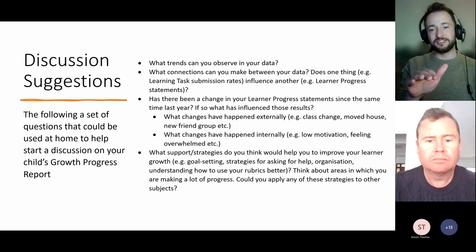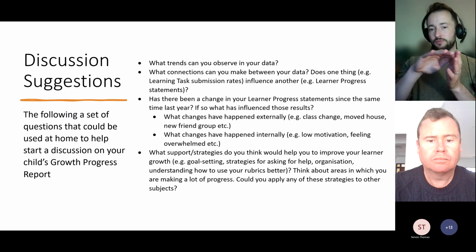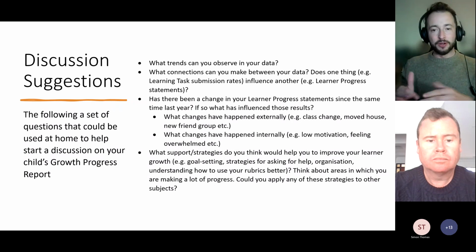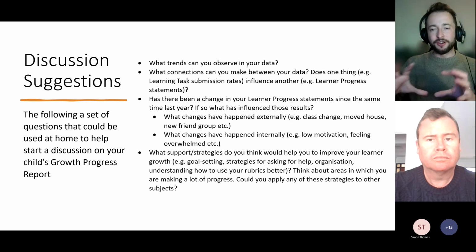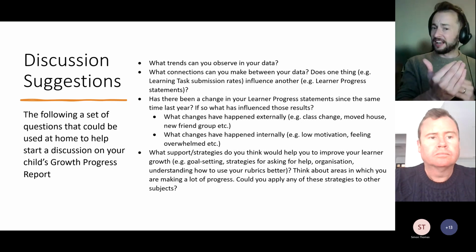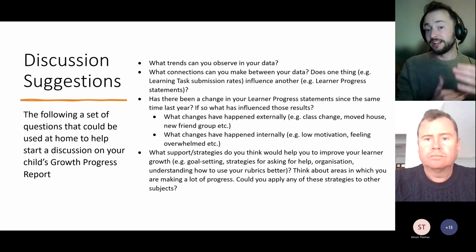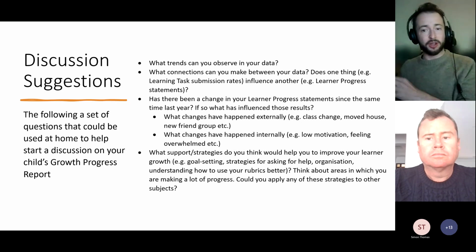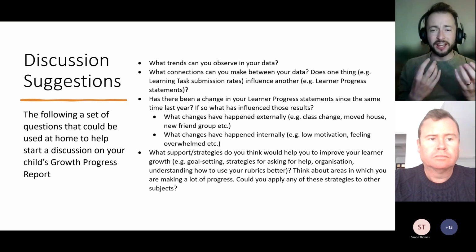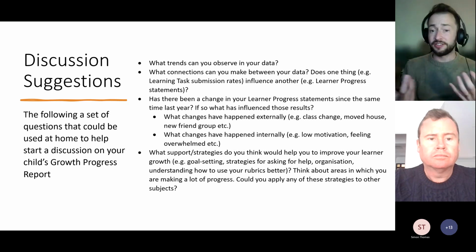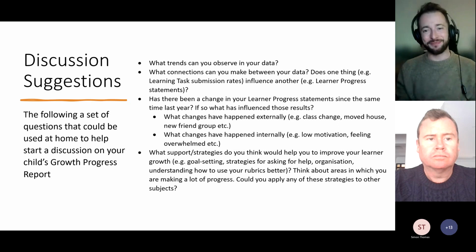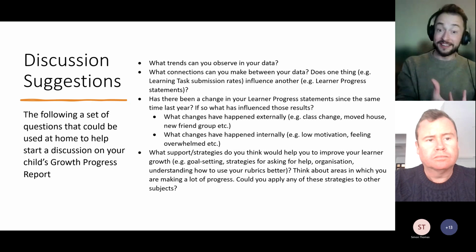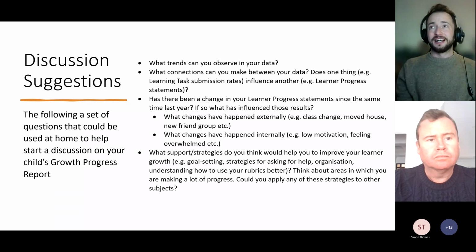Like when their attendance goes down, do their results go down? Do they notice any pattern with lateness? Do they notice any issues with their submission rates? If submission rates are low, are their results lower as well? So those are good things for your child to think about, because it'll help them make the connection between things like their attendance and their organization and their academic performance.